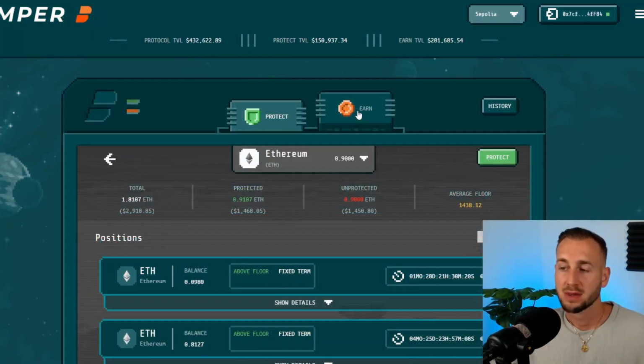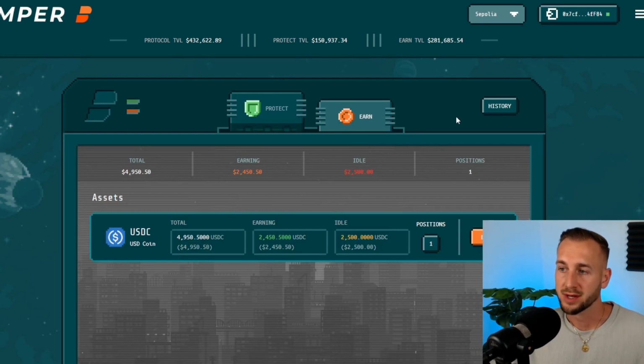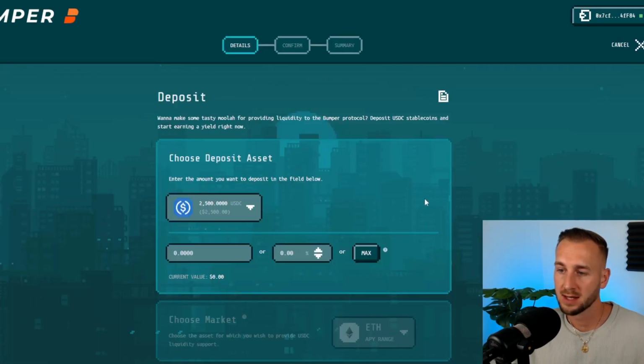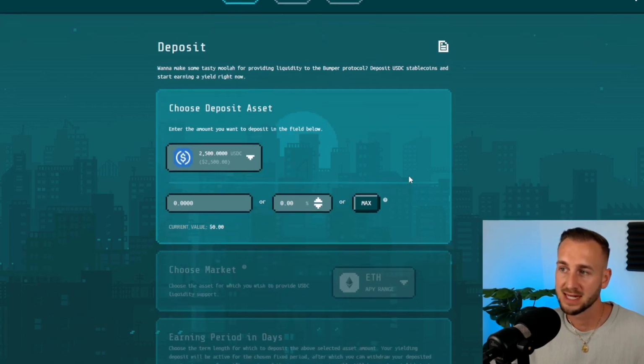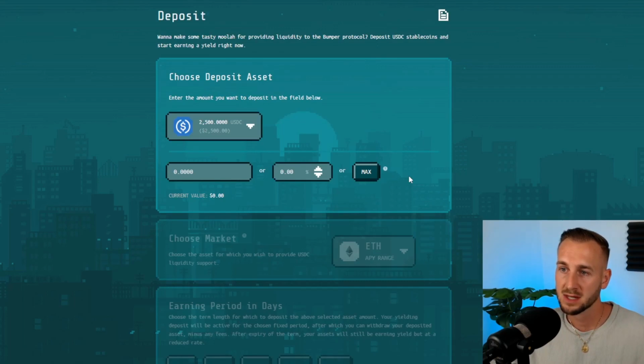But let's now click on the earn tab. So earn, this is where you can be a market maker and provide some USDC liquidity and get some very handsome rewards. So we're going to click on earn here. And the APR that you receive is very juicy indeed. That yield being derived from the other side here, no Ponzonomics involved. So it says you want to make some tasty moolah for providing liquidity, just deposit some stables.